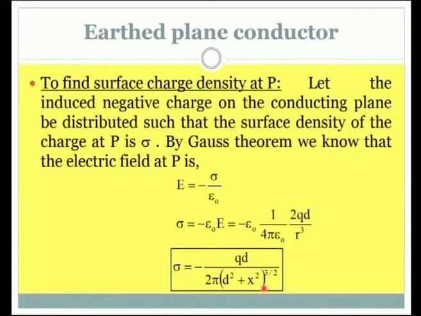Have a look at this expression. Here it is represented as R. The R is replaced with the distance d and x. X is the distance which we have already seen in the earlier diagrams. If you want to know what is d, what is x and what is r, you will have to go to the diagram and learn about them. So, finding the charge density becomes very easy.